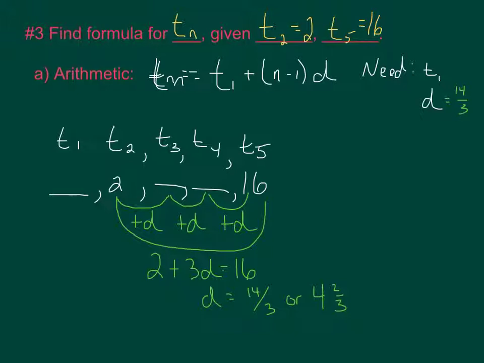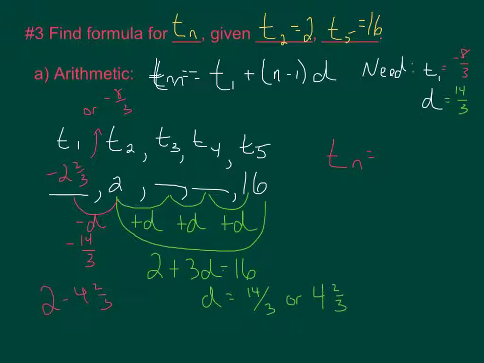Well, now I can figure out what T1 is by working backwards. Instead of adding d, you'd actually subtract d. So you'd subtract 14 thirds. And 2 minus 14/3, or 2 minus 4 2/3, is negative 2 2/3, or negative 8 thirds. So now I know T1 is negative 8/3. And because I now have the first term and the common difference, I can write my formula.